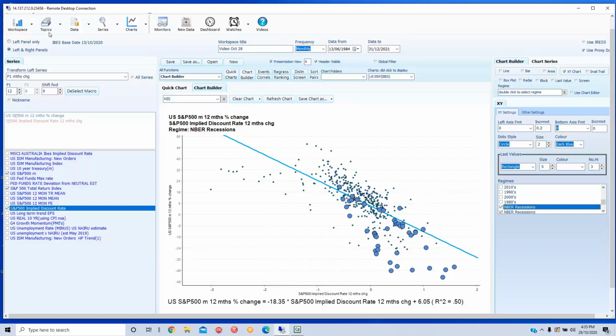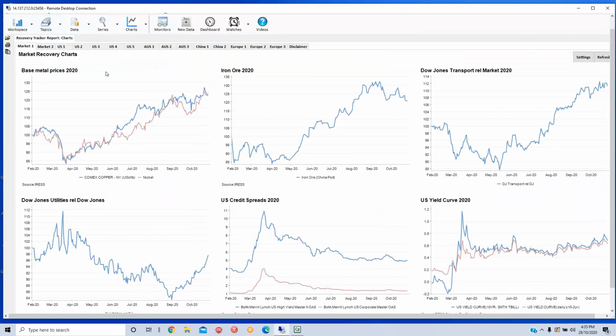So we're going to now turn our attention to just a very quick look or survey of all our recovery charts, and I'm going to start with some market type indicators. Base metal prices have continued up, a slight setback over recent days and during parts of September, but broadly the trend seems to be still consistent with recovery. Iron ore has shown some softness since September.